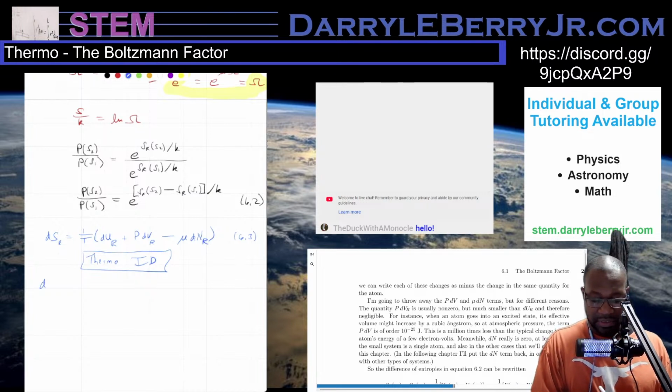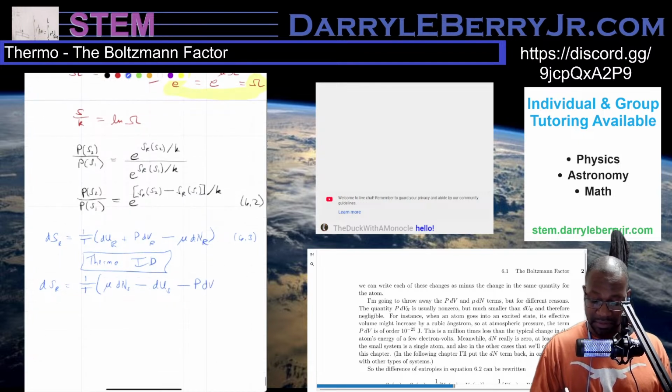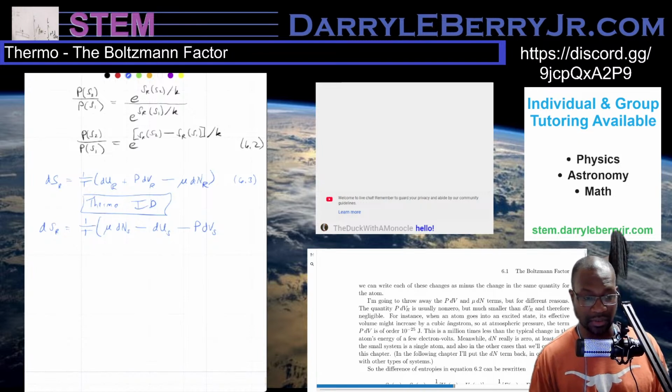So it seems to say that the change in entropy of the reservoir is mu dN of the atom minus dU of the atom minus P dV of the atom, which makes sense. The atom gets bigger, the surrounding environment must expand to accommodate it, which means it technically gets smaller.